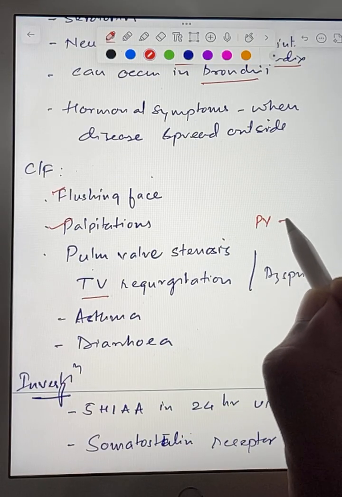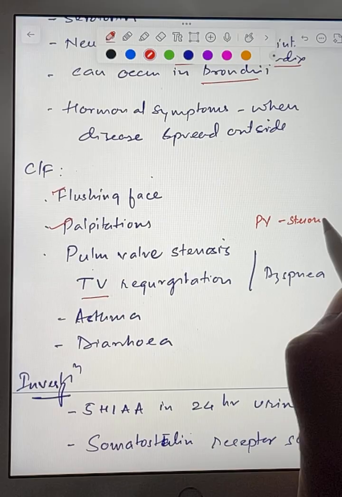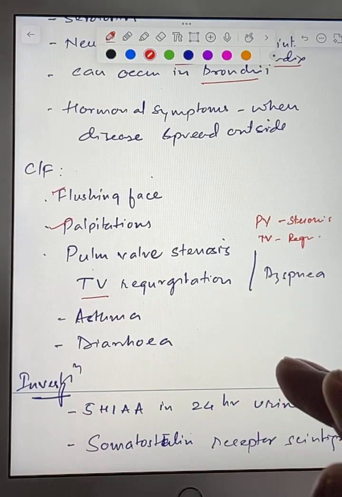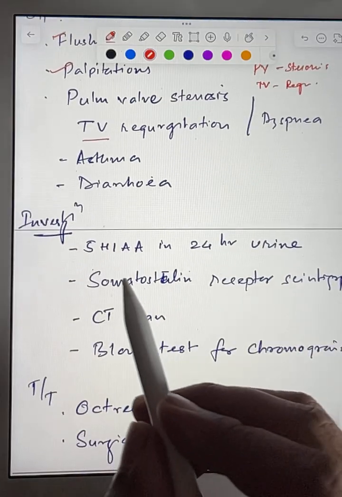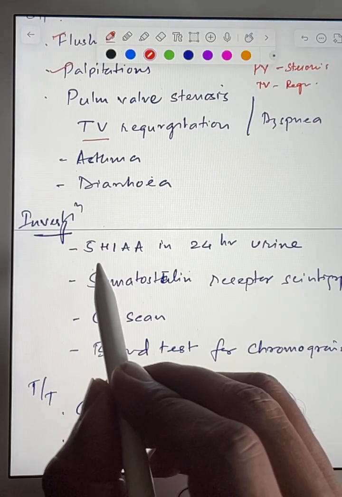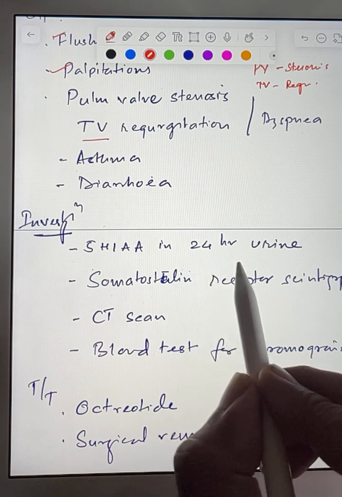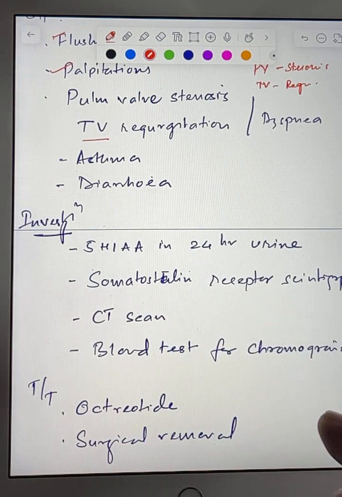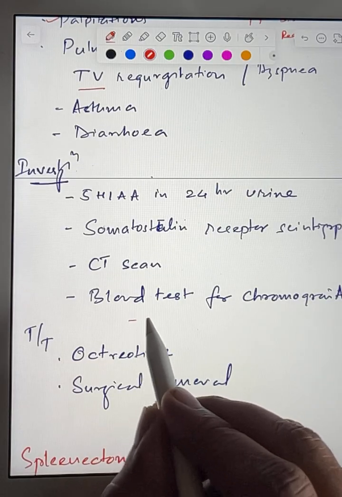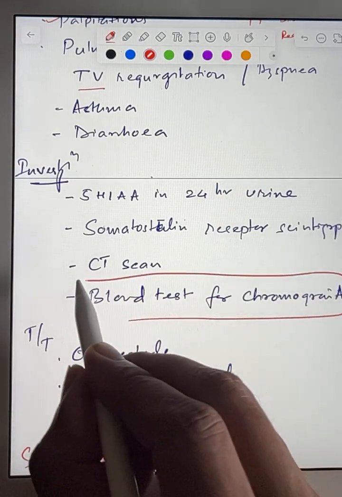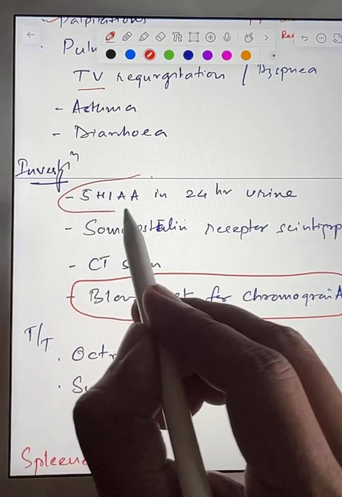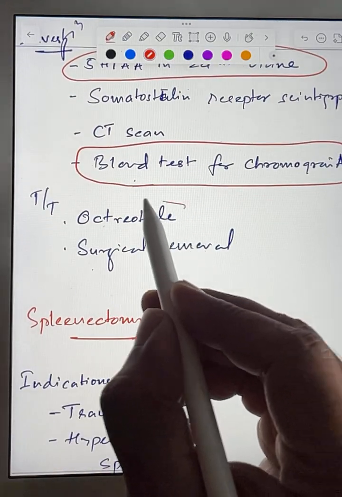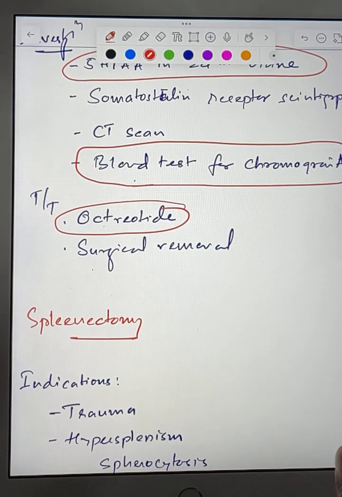Pulmonary valve stenosis, tricuspid valve regurgitation leading to dyspnea, asthma, diarrhea. Investigation: 5-hydroxyindoleacetic acid in 24 hours, somatostatin receptor scintigraphy. Blood test is chromogranin A. These are the questions: 5-HIAA. And treatment is octreotide.